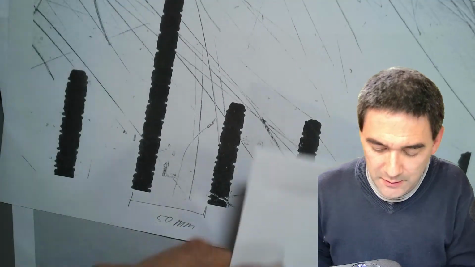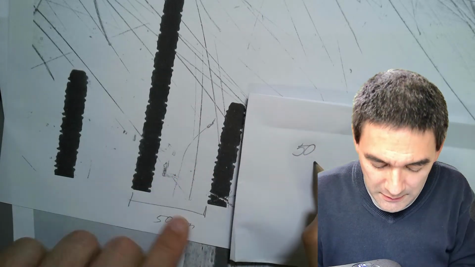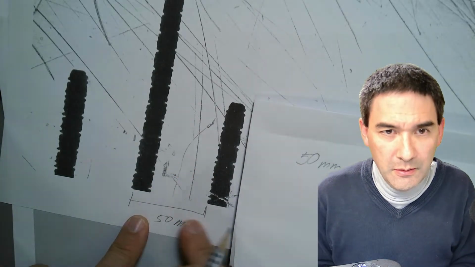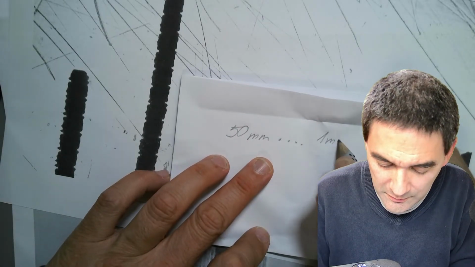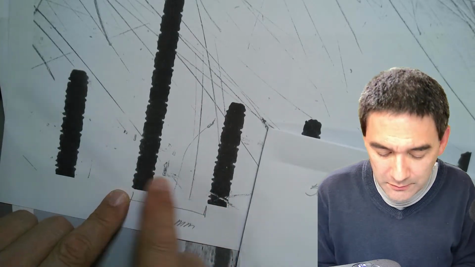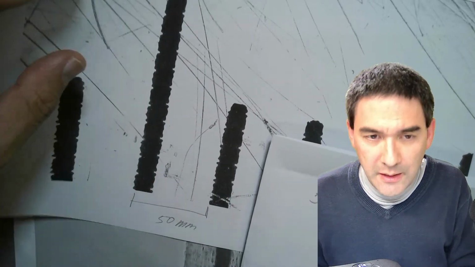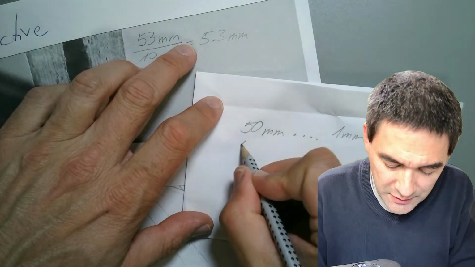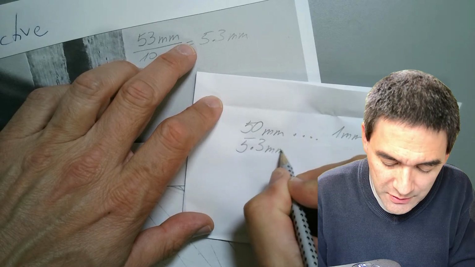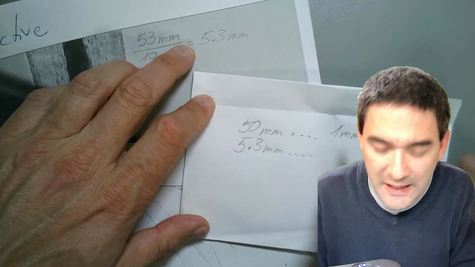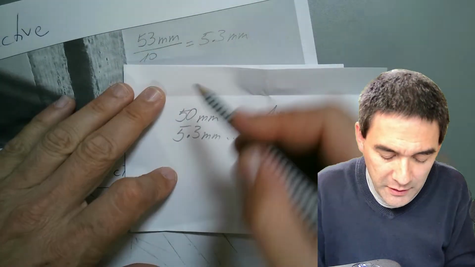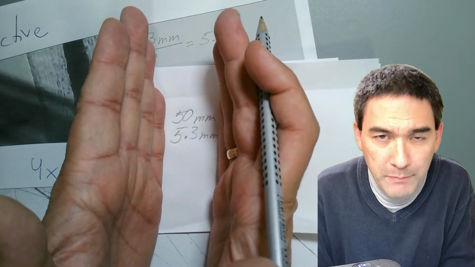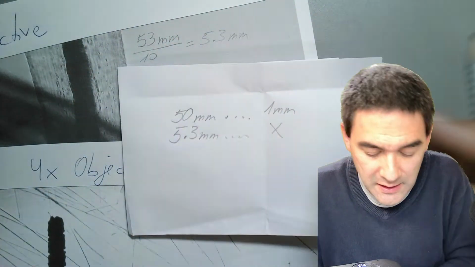50 millimeters on the paper here corresponds to 1 millimeter, because in real life, this is 1 millimeter. And now I move over here: 5.3 millimeters corresponds to the actual diameter of the hair, which is X. It's a direct proportion calculation, right? So over here I have the enlarged image in the picture on paper, and over here I have the real size.